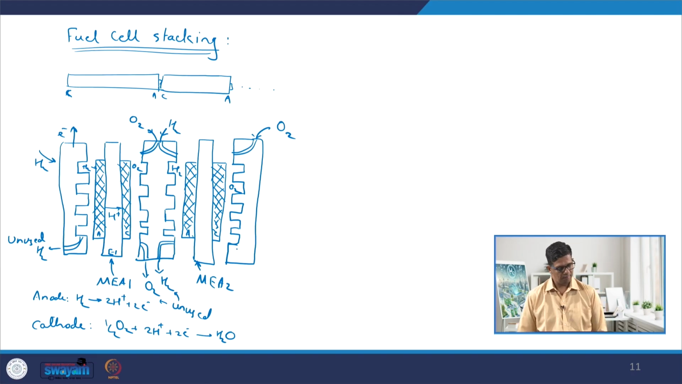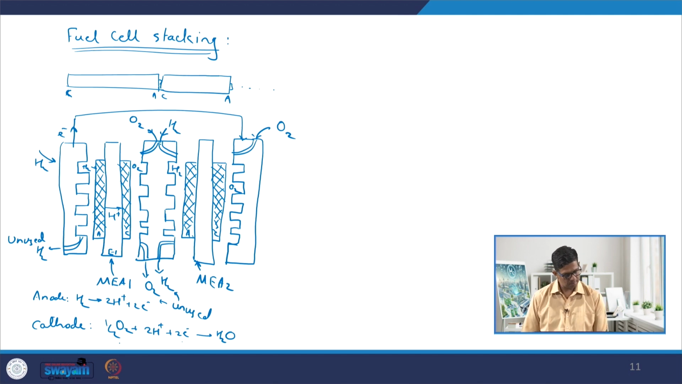Similarly, at the cathodic side of the second cell, when we have oxygen supplied, we also have these electrons coming from the first cell, and then they reach the cathode of the second cell. We have this cathodic reaction taking place. Now, we have oxygen, we also have electrons. Where do we get the protons from?